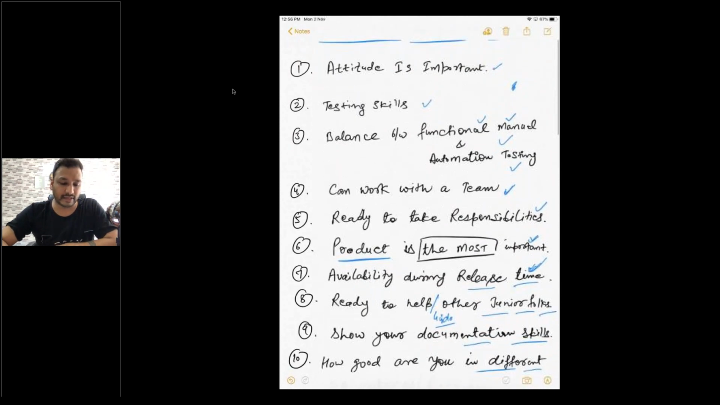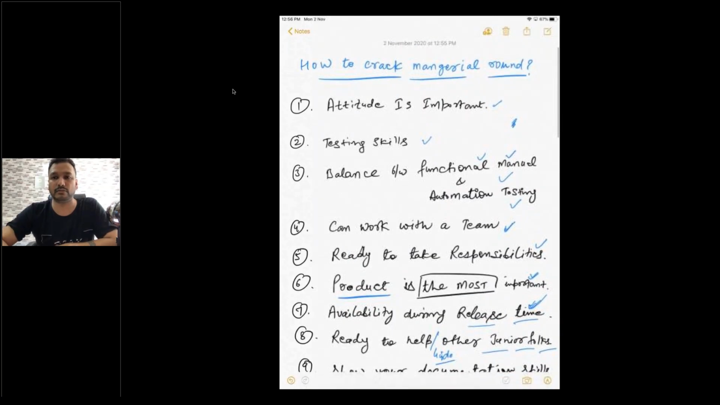The only crux is that during the manager round, 3 important things: product knowledge, your attitude, and teamwork, whether you are suitable with the team or not. These are the 3 most important factors. If you can balance these 3 things, please do that. Don't rattle on saying, no, I'm looking only and only for automation. That is a bad thing to do in your rounds with your managers, with the hiring manager.